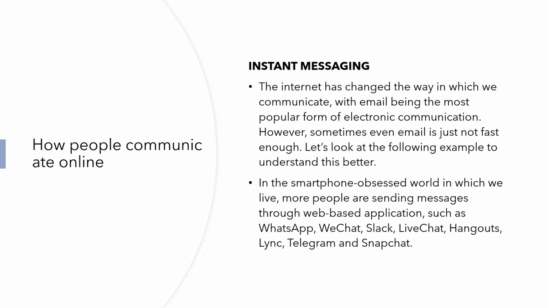Instant messaging. The internet has changed the way in which we communicate, with email being the most popular form of electronic communication. However, sometimes even email is just not fast enough. Let's look at the following example to understand this better. In a smartphone-obsessed world in which we live, more people are sending messages through web-based applications such as WhatsApp, WeChat, Slack, Live Chat, Hangouts, Telegram, and Snapchat, to name a few.